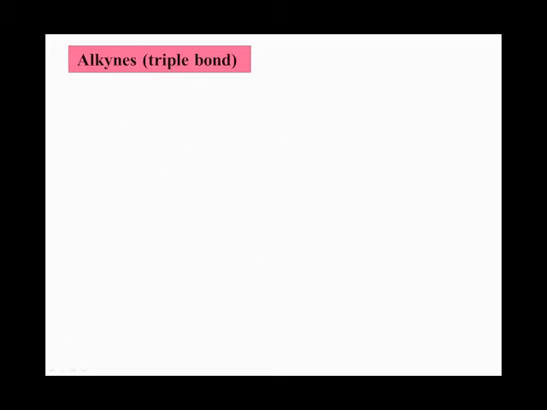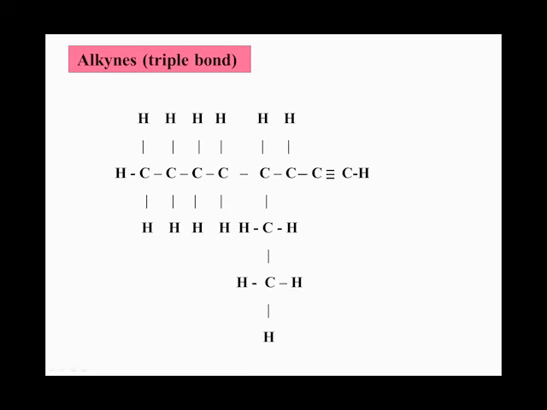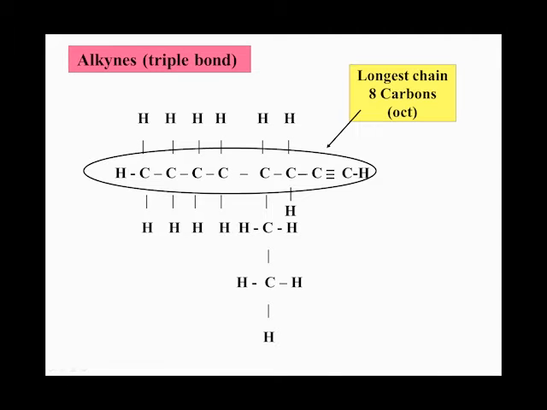Alkynes, they have triple bonds. Here's an example of a triple bonded aliphatic hydrocarbon. Here is the longest chain. This time the longest chain does not go around the corner, and it consists of 8 carbons. Therefore, our basic identity will be oct.